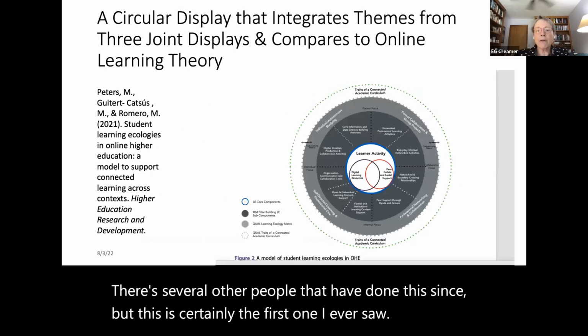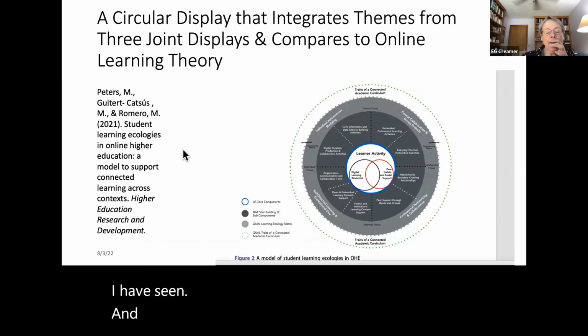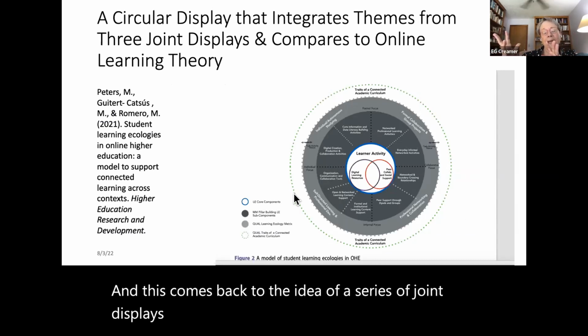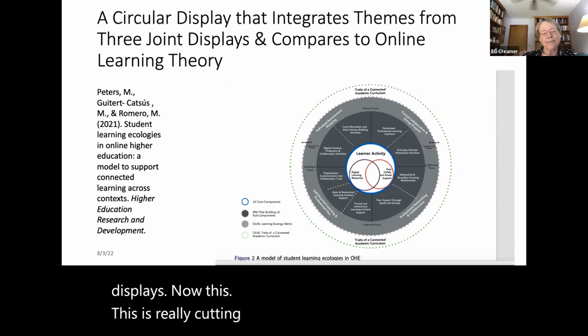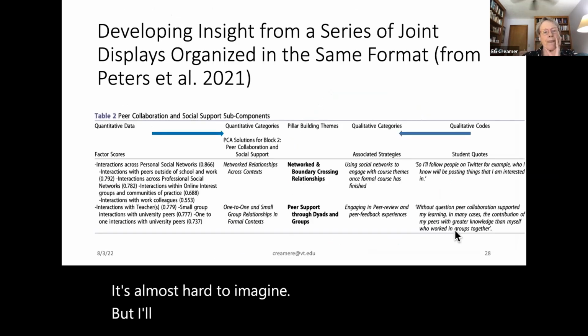Now, this is by far the most creative example I have seen. And this came out in December. And this comes back to the idea of a series of joint displays. Now, this is really cutting edge. It's almost hard to imagine. But I'll flip forward. So this comes back to the idea.